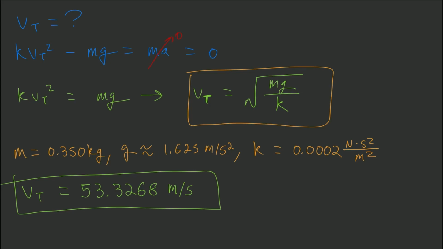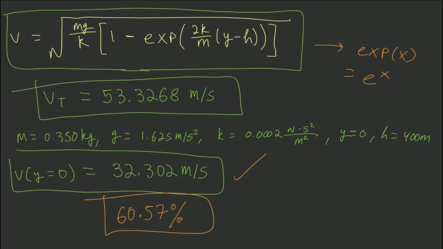So, given the values that were granted at the beginning of the problem, the mass is 350 grams, the magnitude of gravitational acceleration on the moon is approximately 1.625 meters per second squared, and the overall drag characteristic of the object and the medium is 0.0002 Newton second squared per meter squared. We plug that into the above equation right here, and we get a terminal velocity of 53.3268 meters per second. So this is essentially the maximum theoretical speed we can expect.